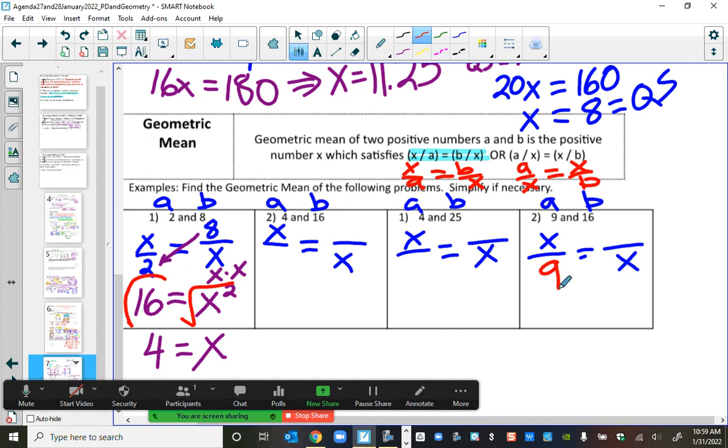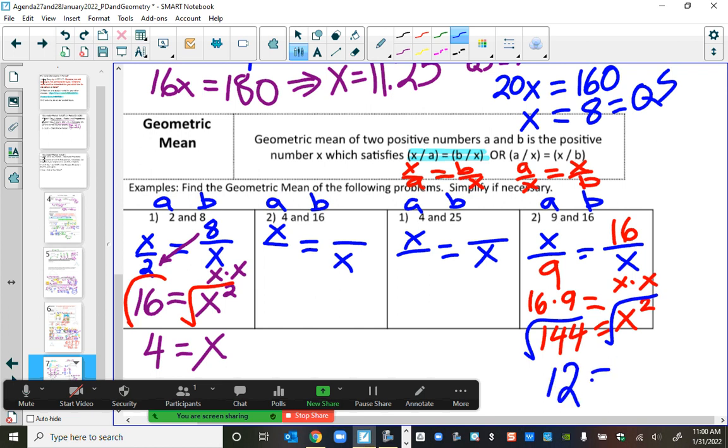You have x over 9, 16 over x. And then 16 times 9 is 144, which is equal to x squared. And then we're going to tell us what the square root of 144 is. Bullseye. Well done, Alex. Square root.